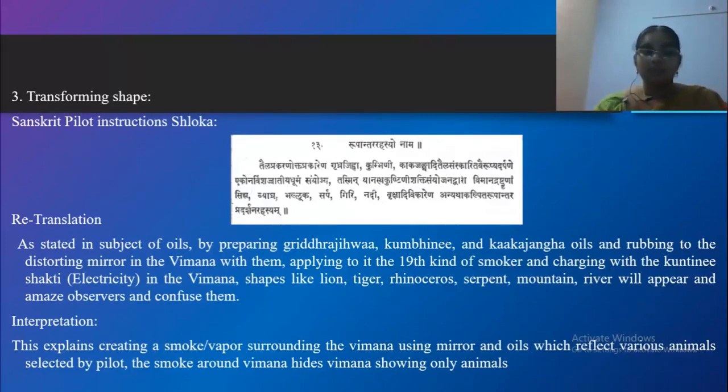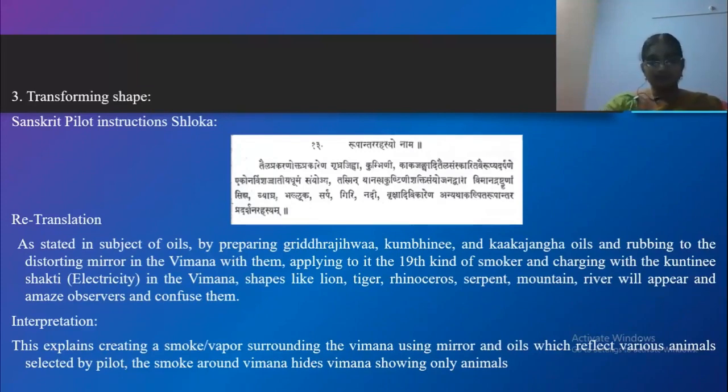So, transforming shape. The ancient Vimanas were so advanced that they could transform their shape. So let us see how advanced it is. And see, this is a picture from Vaimanika Shastra, pilot instructions again. So the retranslation when we have done in the research: as stated in the subject of oils, by preparing Gridrajinva, Kumbhini and all these oils and rubbing them to the distorting mirror in the Vimana, applying it to the 19th kind of smoker, charging it with Kuntini Shakti, electricity in the Vimana, shapes like lion, tiger, rhinoceros, serpent, mountain, river will appear and amaze the observers and confuse them.